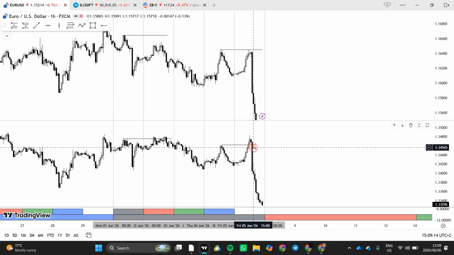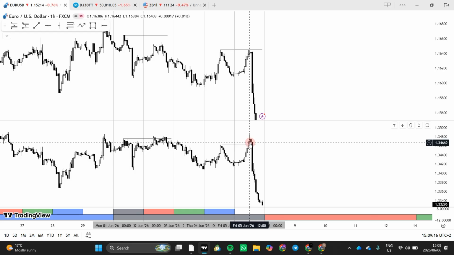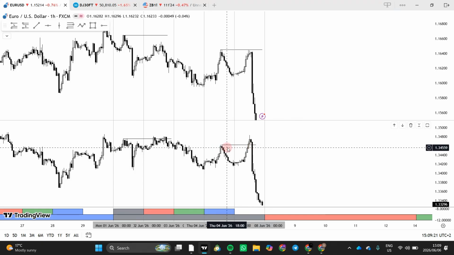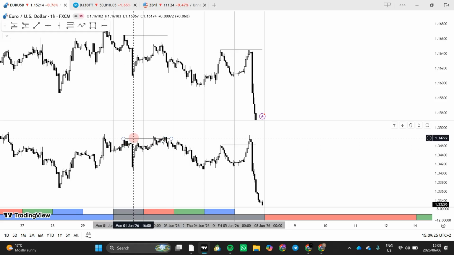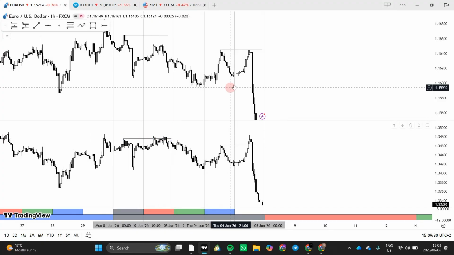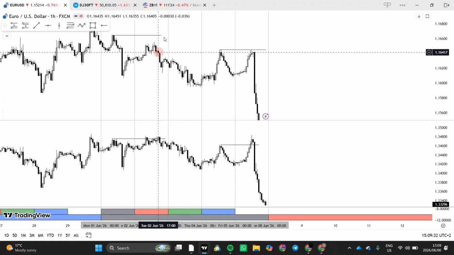Right over here. So we took out this high on Friday. This is a weekly cycle sequential SMT. Right over here on Monday and Tuesday, we had again a weekly cycle sequential SMT right over here. So let me just go and do a breakdown of what actually happened on Tuesday.